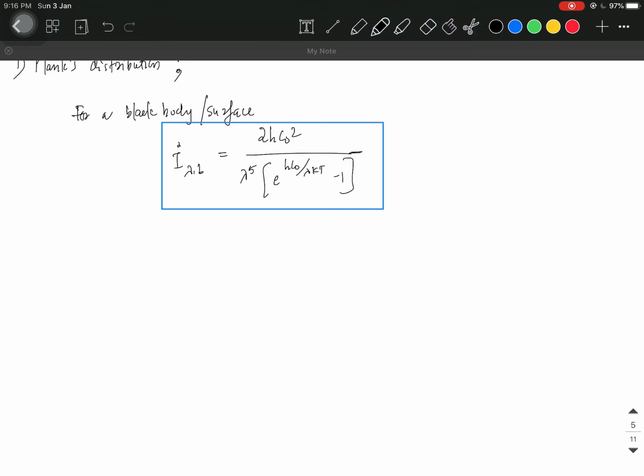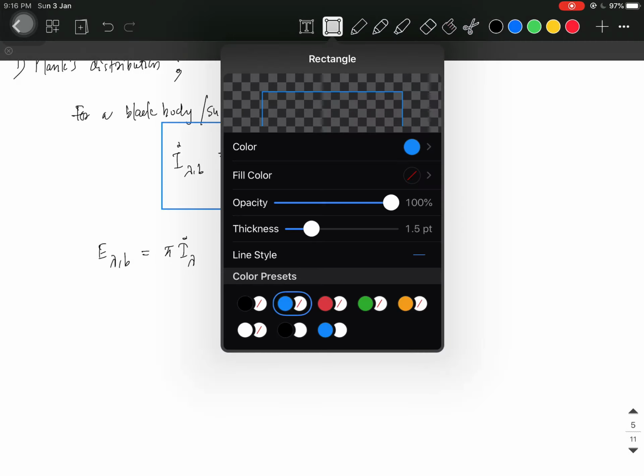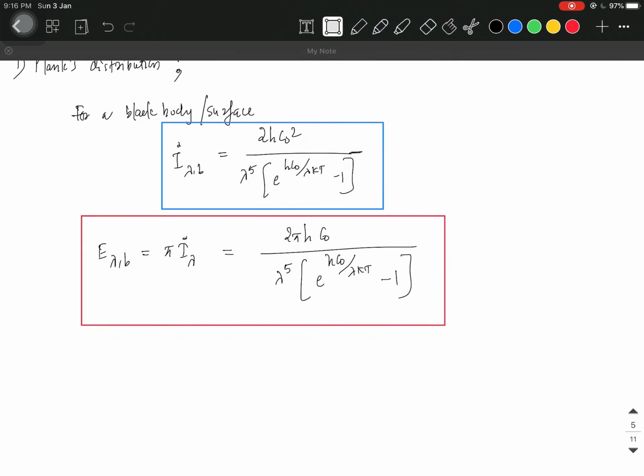Then the spectral emissive power for a black body can be written as pi into I dot lambda b. This is nothing but 2 pi h c0 square by lambda raised to 5 into e raised to h c0 by lambda k T minus 1. So remember this particular equation.